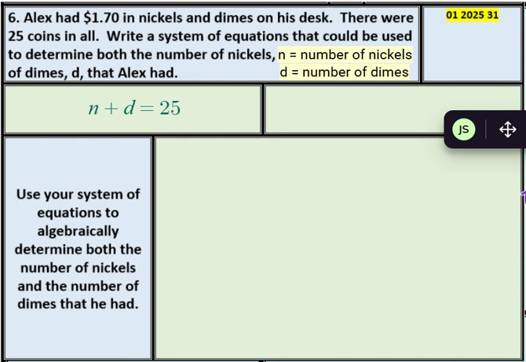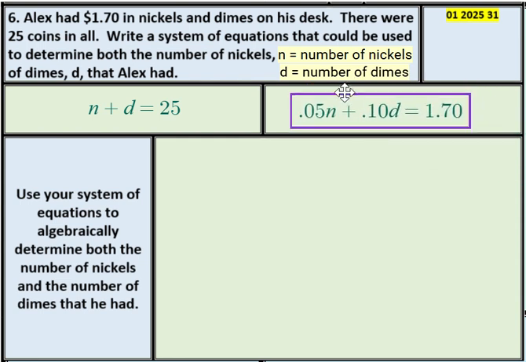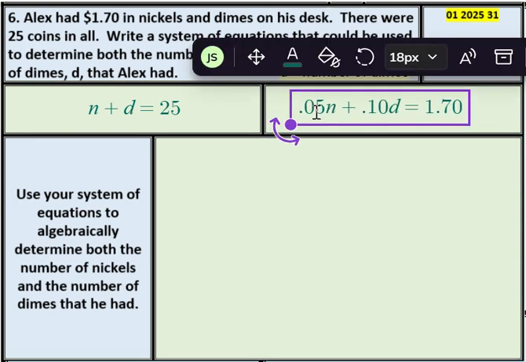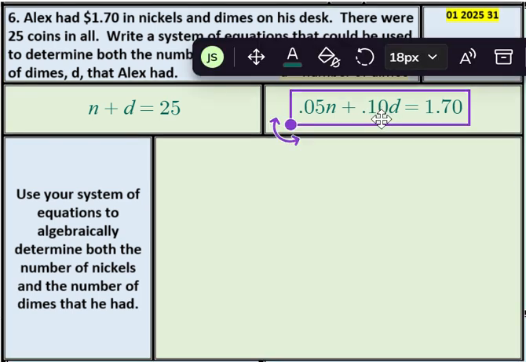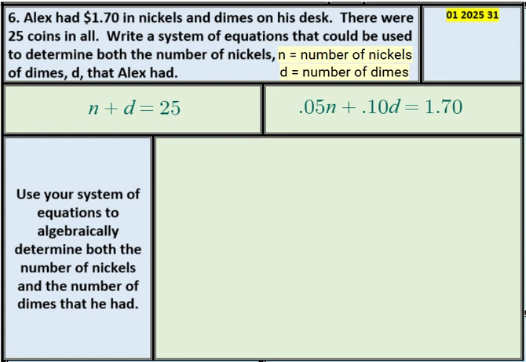So now our second equation is all about money. What's a nickel worth? 5 cents. That's 0.05. Don't put 0.5, that's 50 cents. If you wanted to give me 50 cents for every nickel I can find, I'd find a whole bunch of nickels, let me tell you. So 10 cents is a dime, and they have $1.70 total.